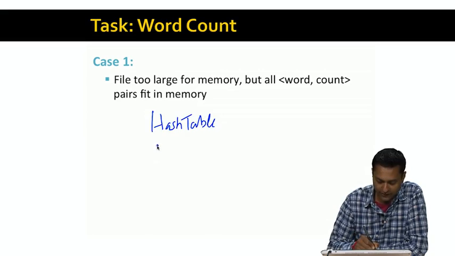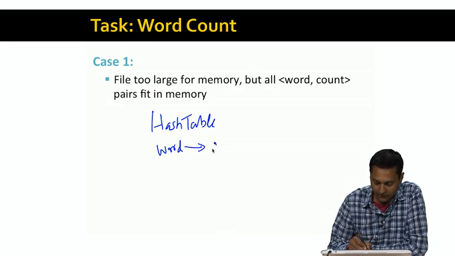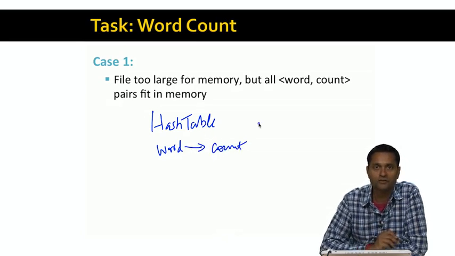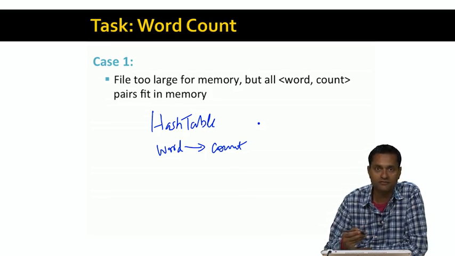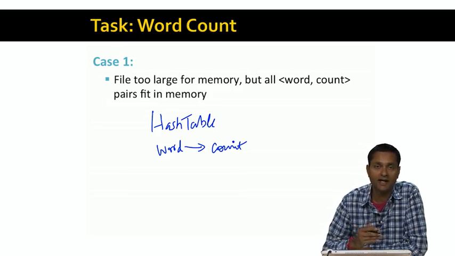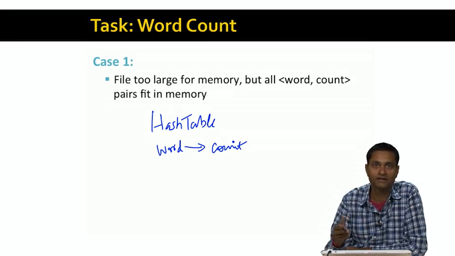indexed by word, and the hash table for each word will store the count of the number of times that word appears. So the first time you see a word, you add an entry to the hash table with that word and set the count to 1. And every subsequent time you see the word, you increment the count by 1. And you make a single sweep through the file. At the end of that, you have the word count pairs for every unique word that appears in the file. So this is a simple program that all of us have written many times in some context or the other.